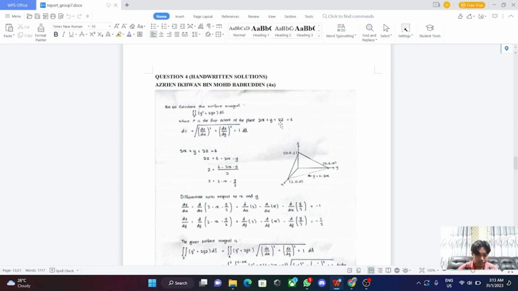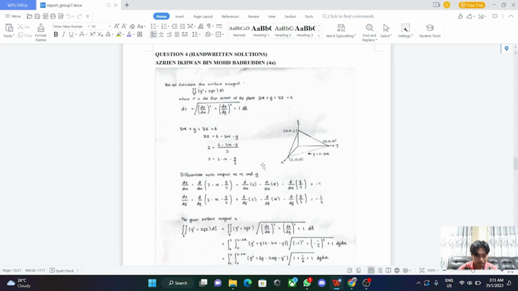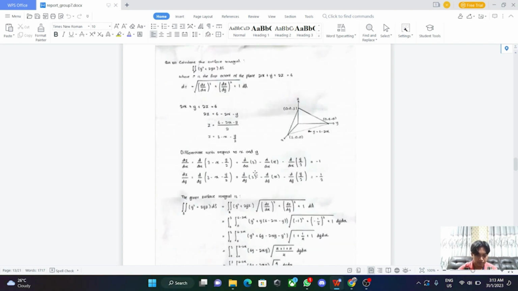To find the equation for dS, dS equals the square root of (dz over dx) square plus (dz over dy) square plus 1 dA. Next, we need to find z from the first octant, and we got 3 minus x minus y over 2. Then we differentiate with respect to x and y. We got dz over dx equals -1, dz over dy equals -1 over 2.